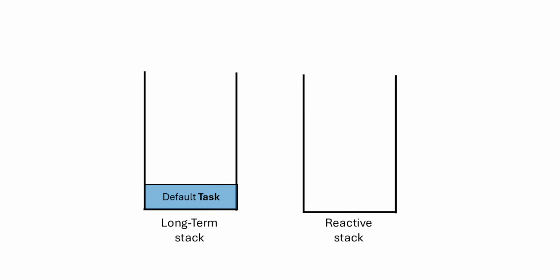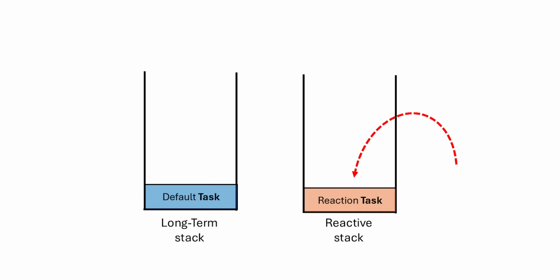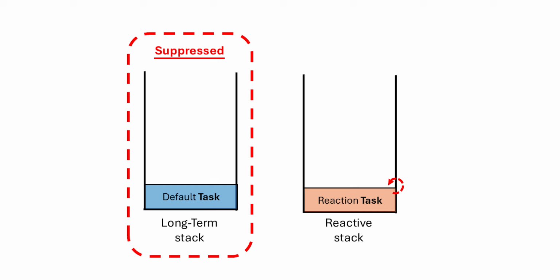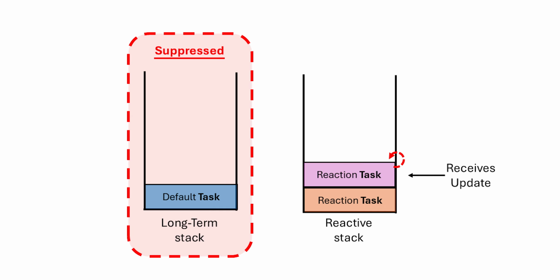So, we have a default task on the long-term stack, and this receives the update. Then our agent responds to some event in the world and pushes a reaction task onto the reactive stack. This now gets the update, and the default task becomes dormant. In fact, if there are any tasks on the reactive stack, the long-term stack becomes suppressed. There is no need for us to even look at it whilst we're processing reactive behaviours. Our agent then receives some stimuli from elsewhere and pushes a reaction onto the reactive stack. This now gets the update and the previous behaviour becomes dormant.